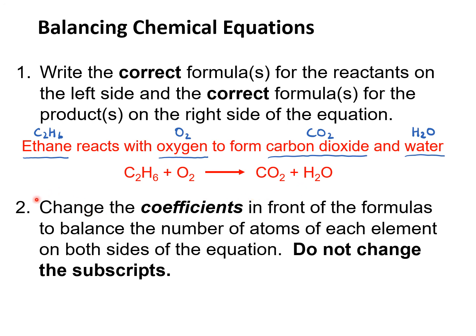In order to balance a reaction, what we have to do is adjust the coefficients in front of each of the formulas so that the number of atoms on the left-hand side, the reactant side, and the right-hand side, the product side, are balanced. However, we are not allowed to change the subscripts in the compounds. So for example, we can write 2CO2, but we cannot write C2O4 because this would completely change the chemical nature of carbon dioxide.